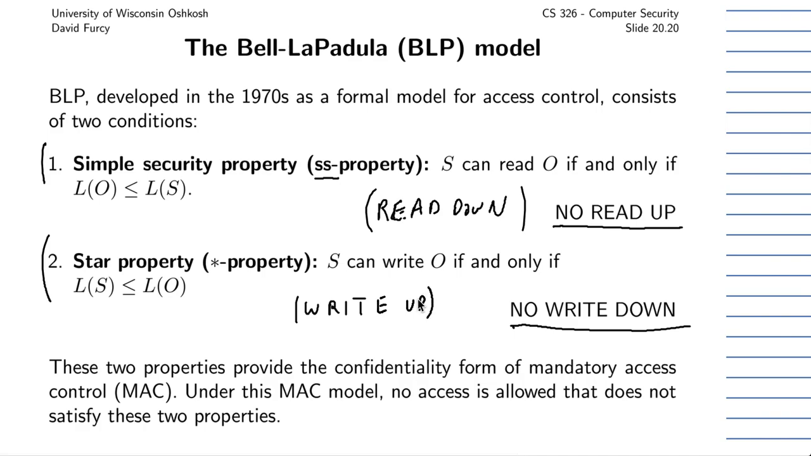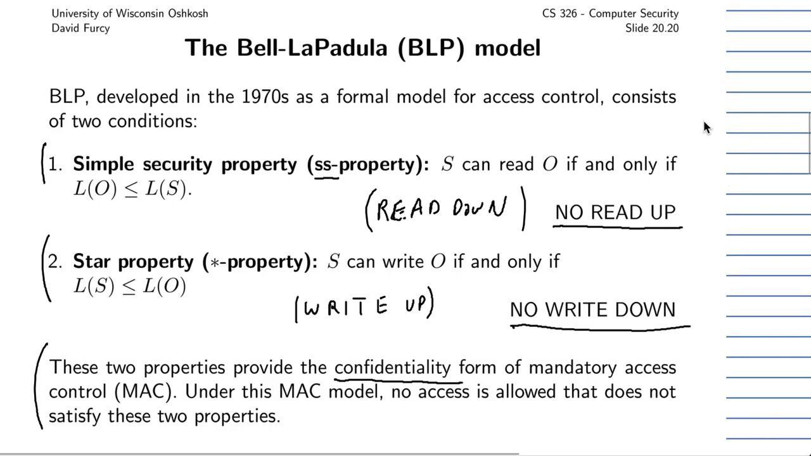So in fact, another name of the BLP model, an informal name, is the read down, write up model. It's important to realize that these two properties are really focusing on the confidentiality security goal that we talked about from the beginning of the course. So in the context of these mandatory access control policies, the Bell-LaPadula model is really focusing on the confidentiality goal. And so what it's saying is basically no subject can have access, either a read access or write access, to any resource in the system unless those two properties are satisfied.